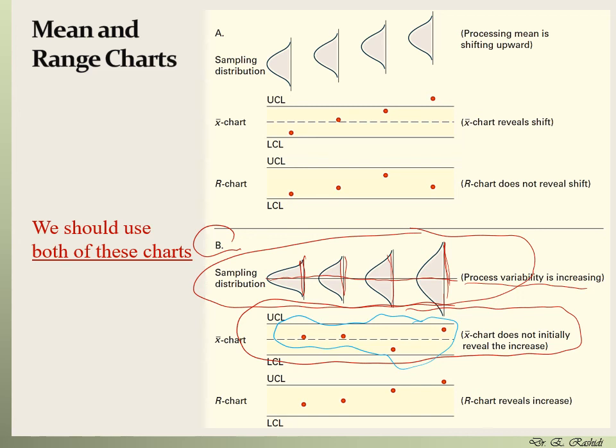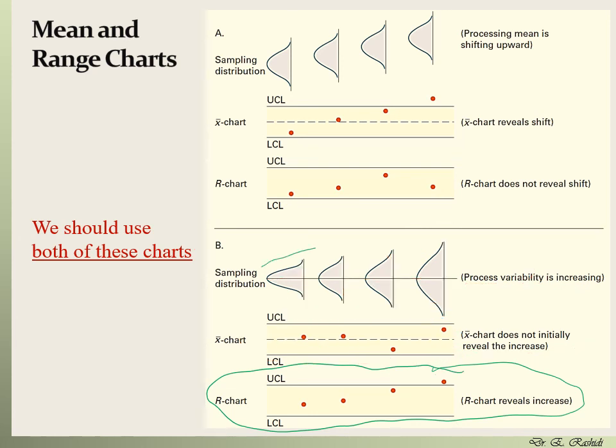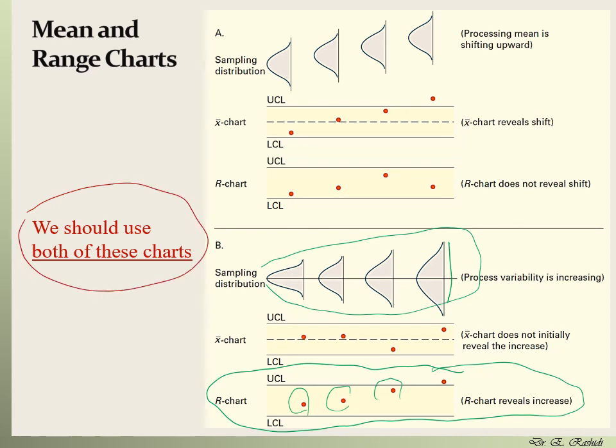On the other hand, if you establish an R chart, as you see here, the variation is increasing. The range increases, and this one is actually out of the limit. That means the R chart is going to raise a flag here. It's raising a red flag, saying that the process is not in control. There is something wrong that needs to be addressed. So in summary, we should use both of these charts.